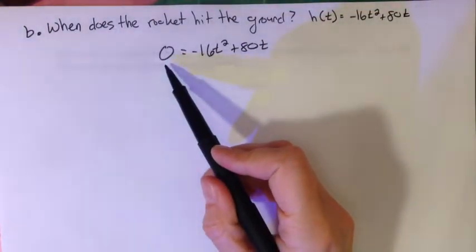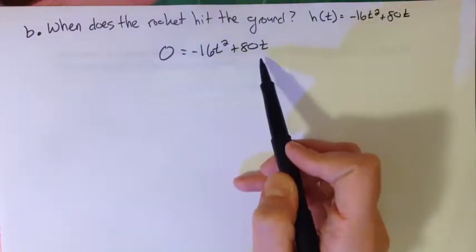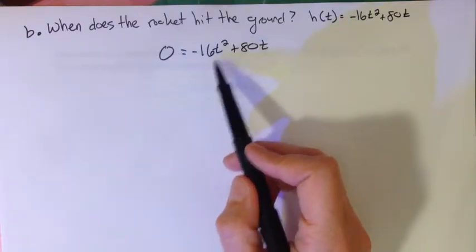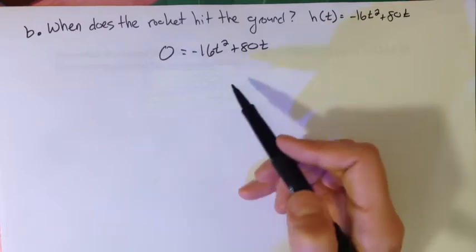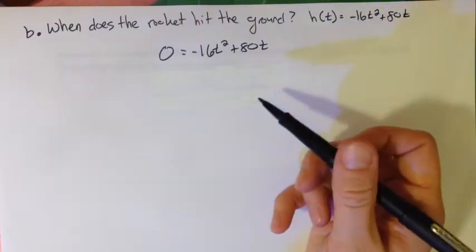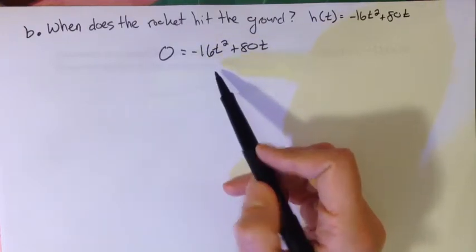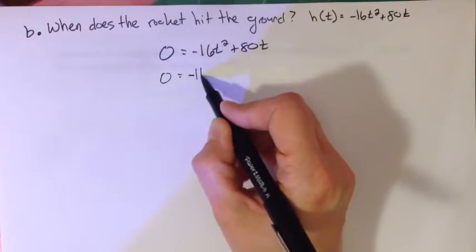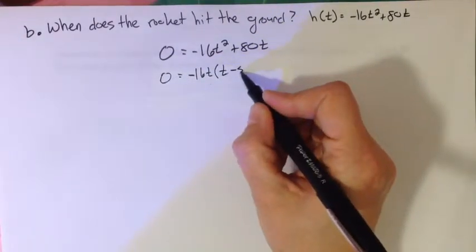Notice that it's already set equal to 0, so all I need to do is factor the stuff on the right. I look at my two terms, and I see that they have a t in common, and I remember from earlier that they also have a 16 in common that can be pulled out. I'm going to factor out a negative 16t. I have a habit of always factoring out a negative when the first term is negative. So this ends up being 0 equals negative 16t multiplied by t minus 5.